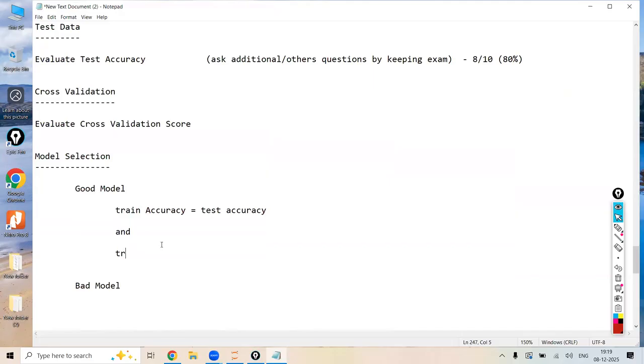What is the second condition? The test accuracy you are going to get should be equal to the cross validation score. Two conditions it has to satisfy. Then it is called a good model. If one condition fails, it is called a bad model. Exactly the same is not needed. Plus or minus 5% is the deviation accepted. Within plus or minus 5%, it is fine.